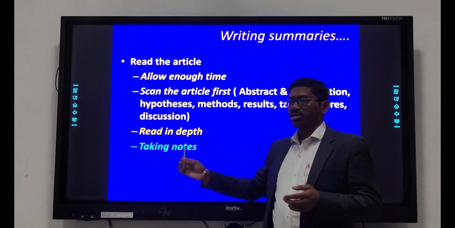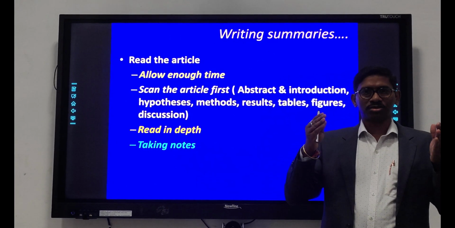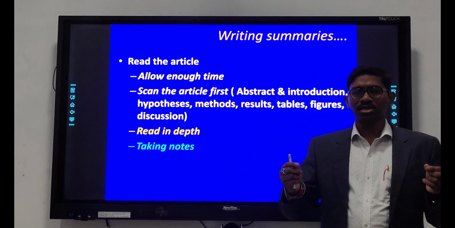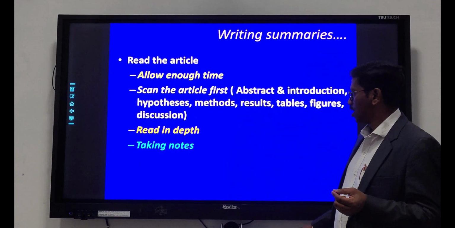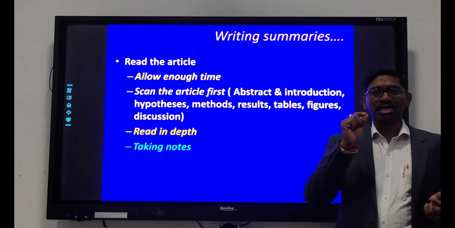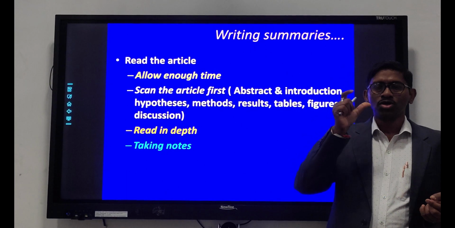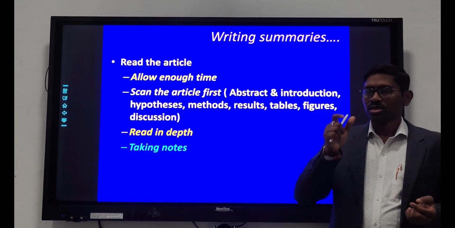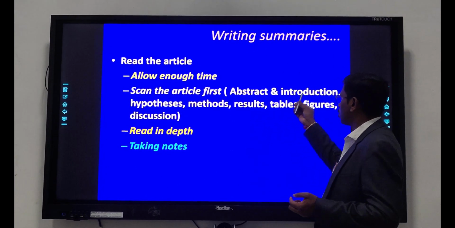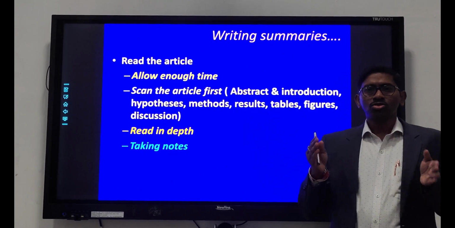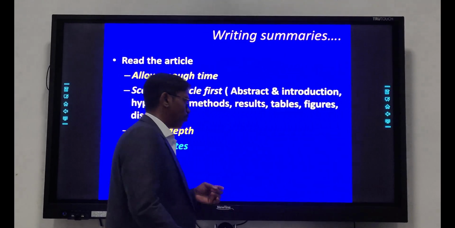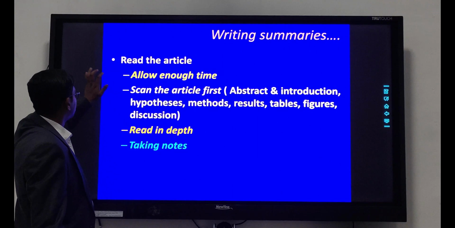You have to read the whole document in depth. Then it will help you write a very good summary. And you have to start taking notes step by step, so that all the points, especially related to the abstract, introduction and other parts, are not left out at the time of writing your summary.